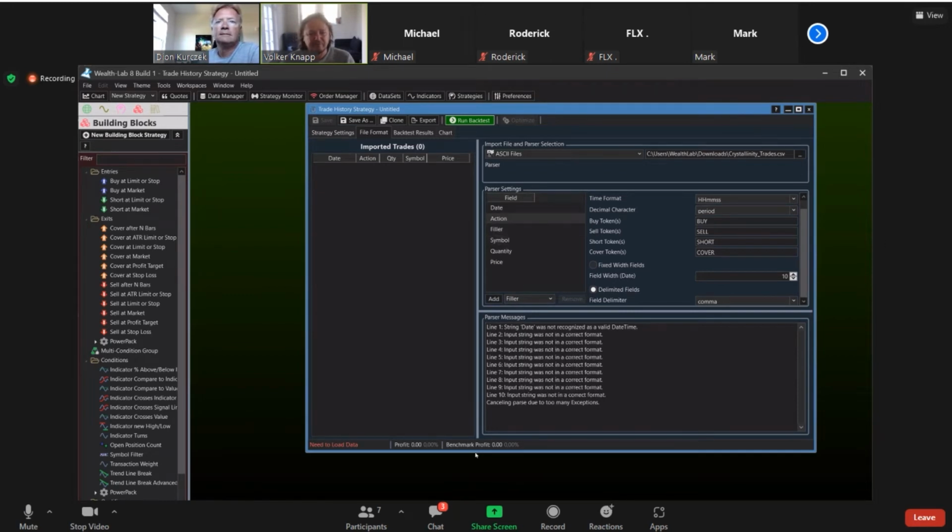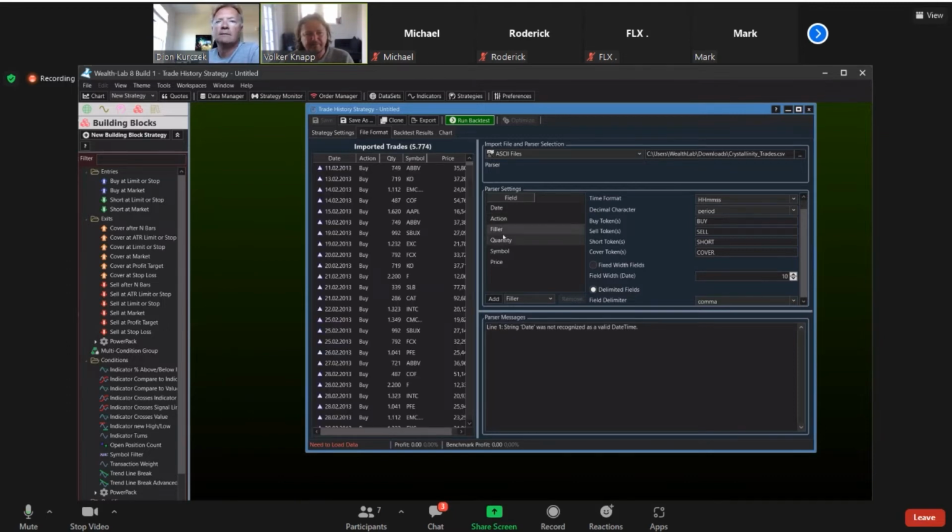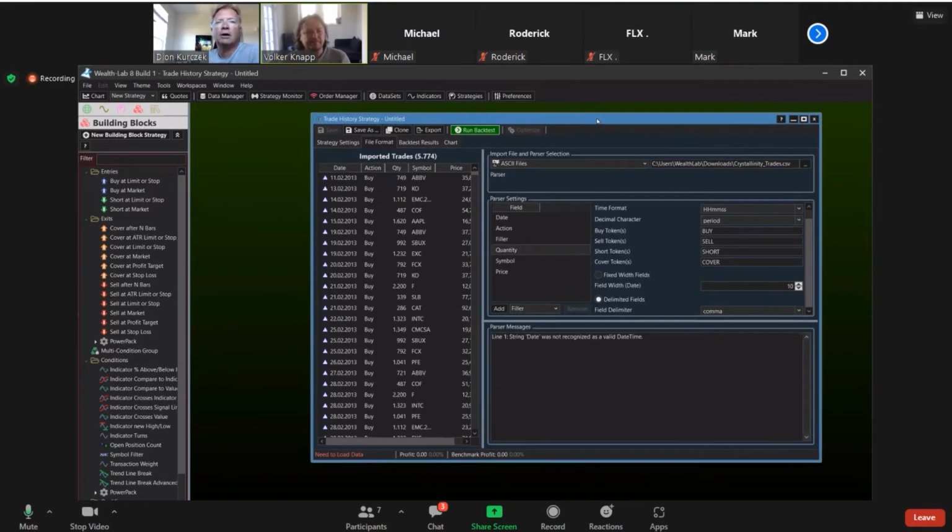And then we have the number of shares. Quantity. So quantity, yep. So drag that next. And now you could see we have our data appearing on the left. Yeah, we see all the data already here. We see the symbol. Now that we got the format right, it was able to read all those lines and parse everything out into the list of trades.